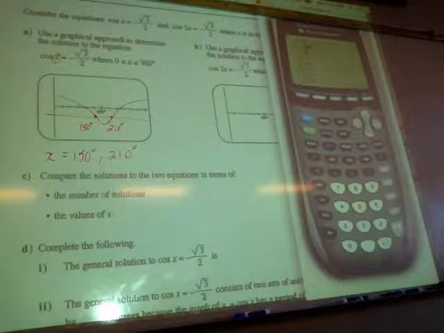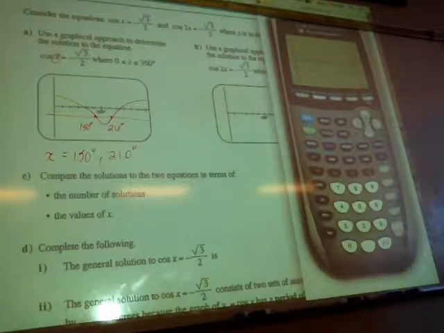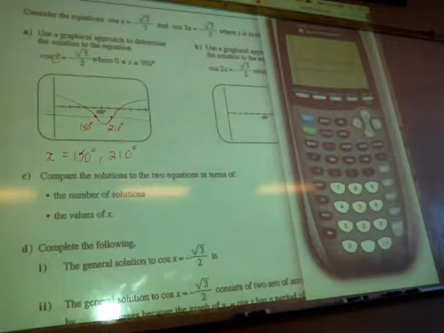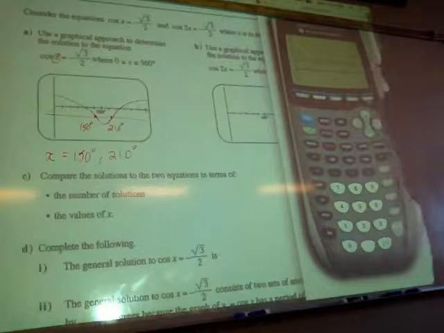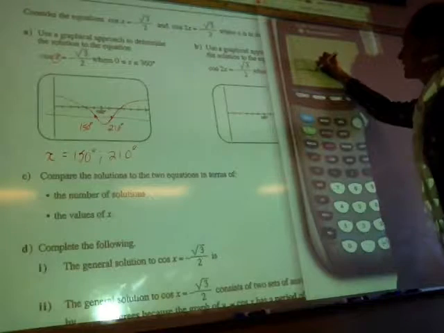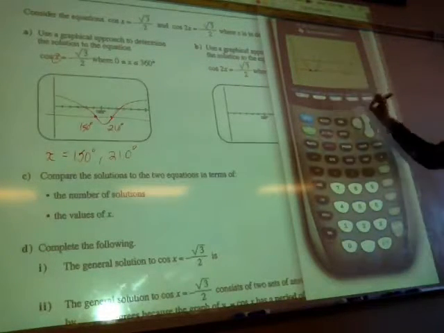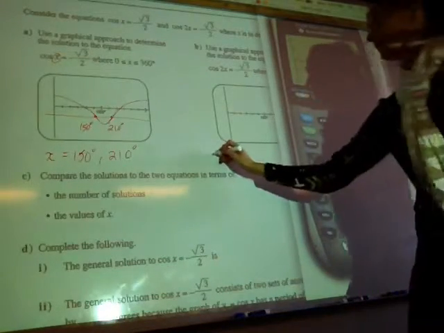So instead of cosine x, we're going to go cosine 2x. And then graph it, and let's just count how many solutions we have now. Okay, how many intersection points? 4. So it doubled. The graph is compressed by 1/2, so it's going to occur twice as many times. Okay, so we have a solution here, here, here, and here.